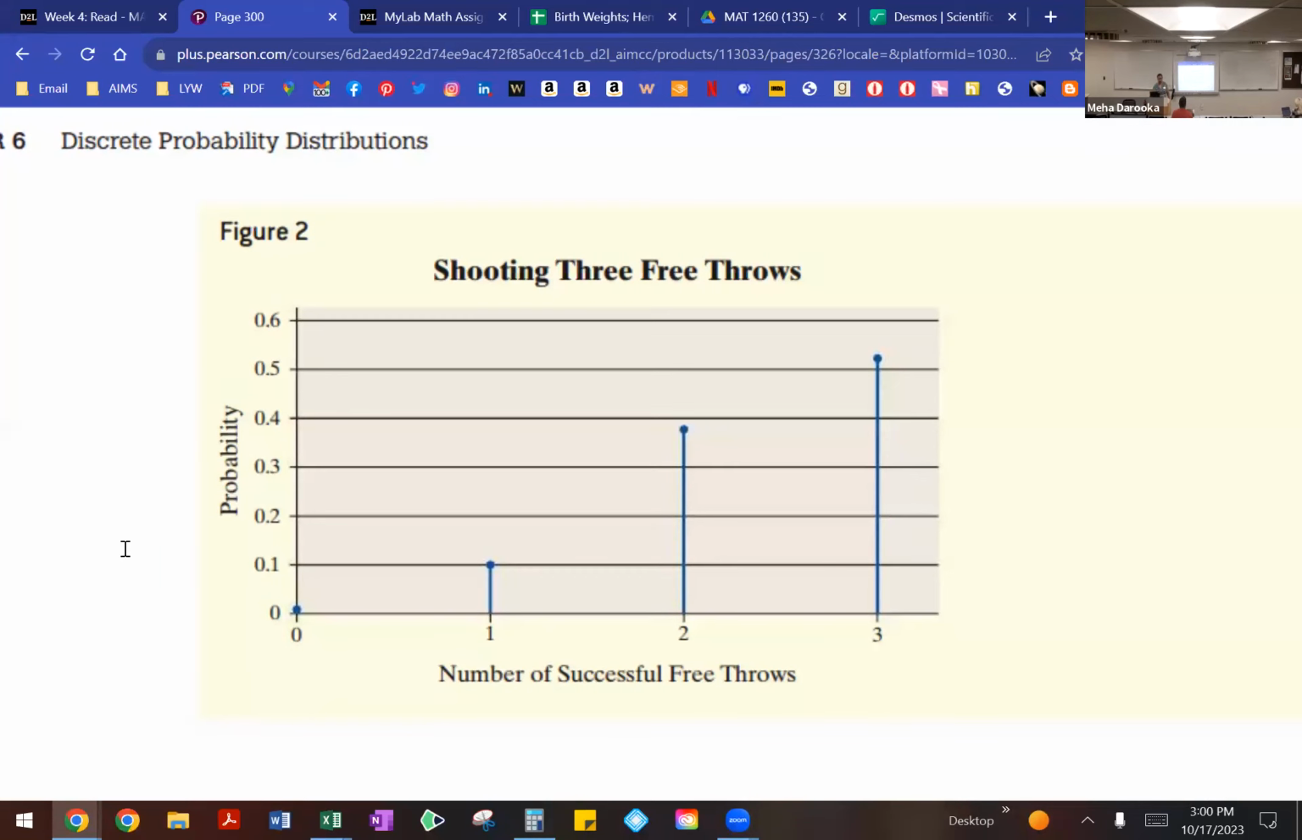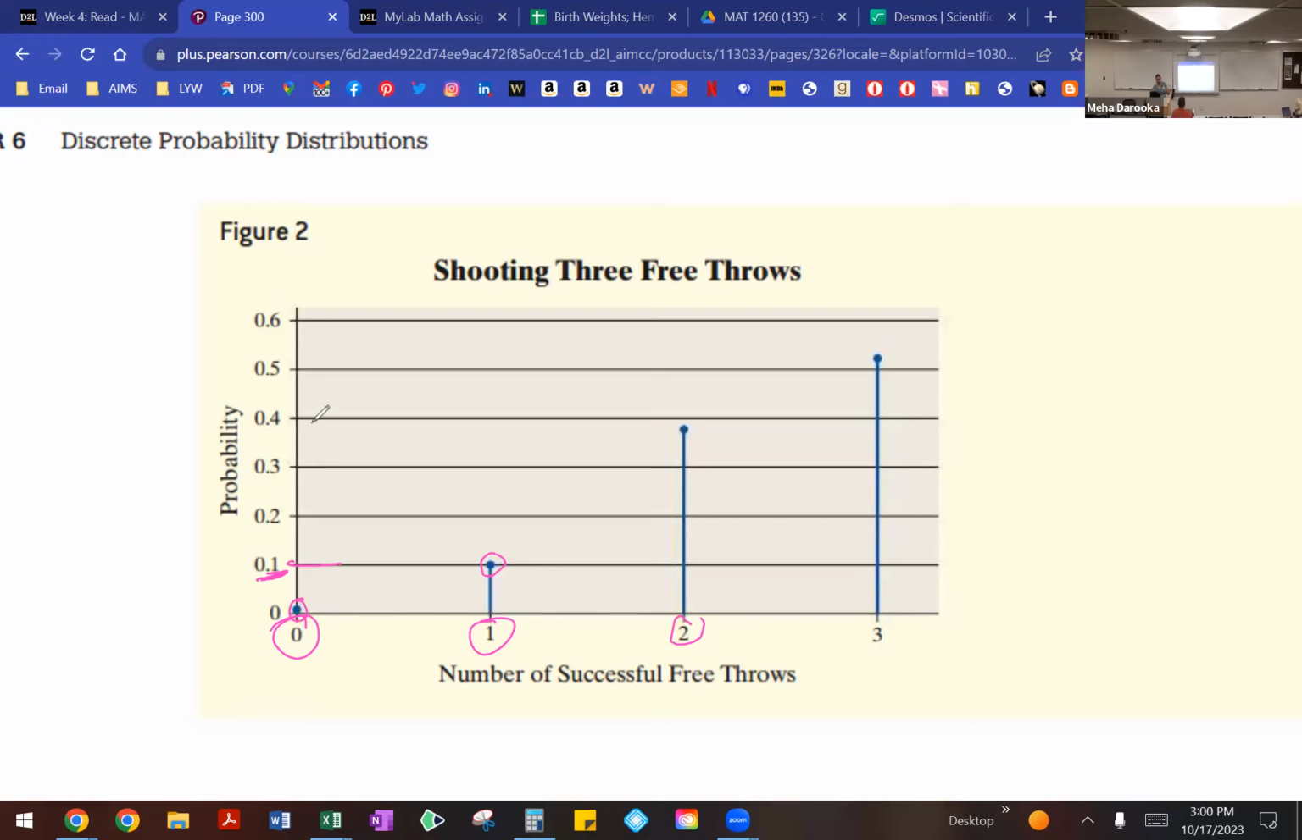So our initial, when he made no throws, remember that was such a small probability because it was 0.01. It almost looks like you're at 0.0. The idea that he makes one shot was at 0.10. So you can see that's the height because that corresponds with that 0.10. And then what do we have for the second one? 0.38?